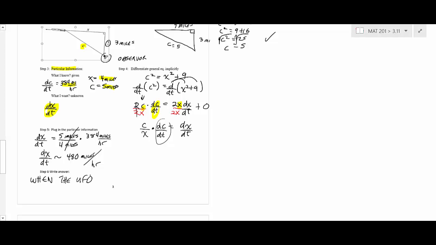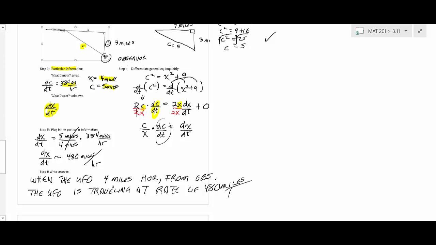When you're writing the answer, I always want you to write it a certain way, because I want you to show me that you understand what you're finding. It's not just a number. What does that number mean? So it's really: when the UFO is 4 miles horizontally from the observer, then the UFO is traveling at a rate of 480 miles per hour. You can state it something like that.